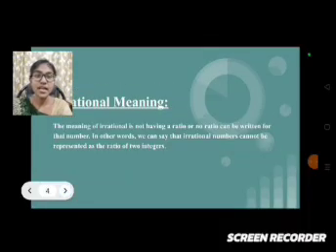Irrational meaning. The meaning of irrational is not having a ratio, or no ratio can be written for that number. In other words, we can say that irrational numbers cannot be represented as the ratio of two integers.